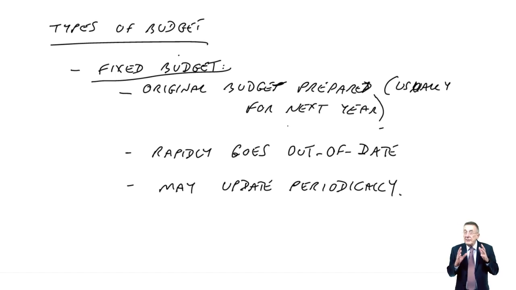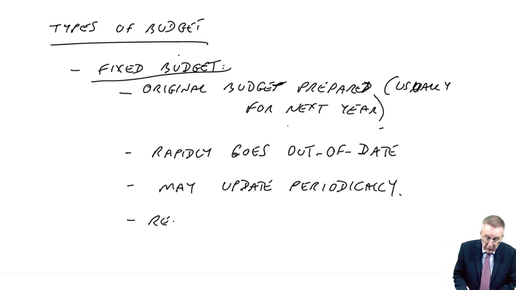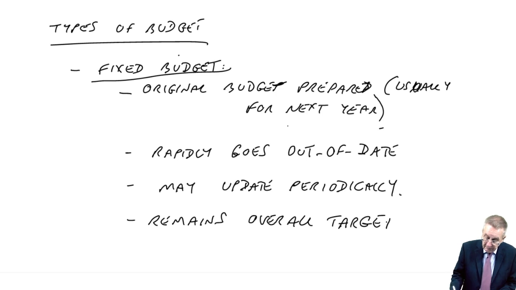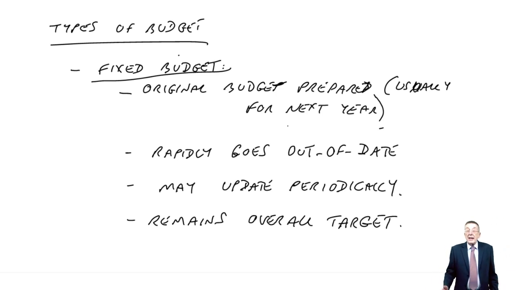Surely, if we originally budgeted on 50,000 profit, that remains our target. And whatever goes wrong, we'll still be looking for ways of achieving the 50,000. And so this does remain the overall target. So we call that the fixed budget.